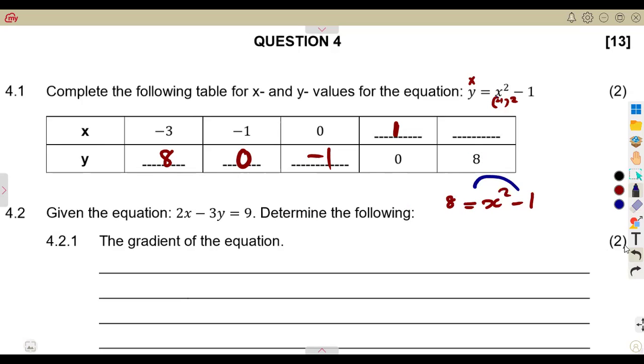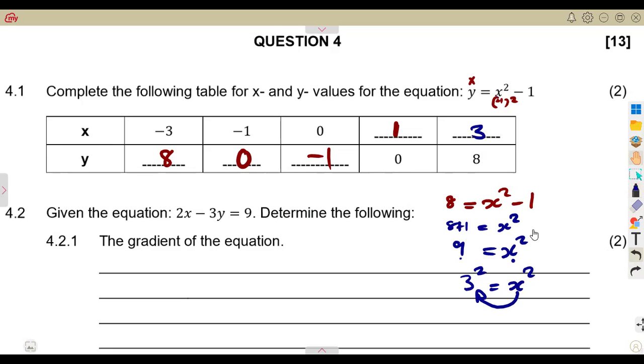The -1 to the other side, that's a plus. So it's 8 plus 1 is equal to x squared. 9 is equal to x squared. How can we solve for x? 9 is the same as 3 squared. That's x squared. So when you say x is what? x is 3. Or you can introduce the square root.